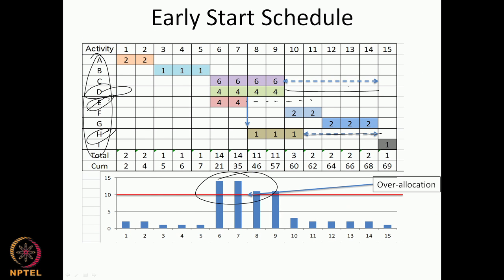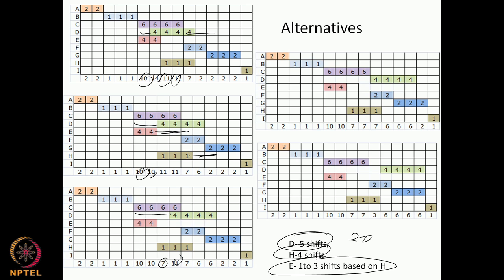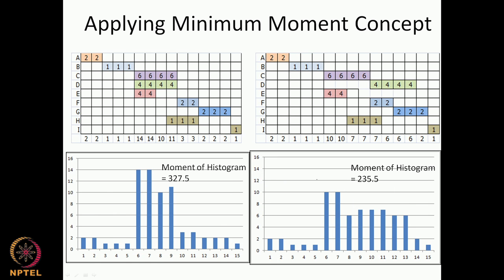if I had a profile like this, and I am going to start leveling it, obviously I cannot get a perfectly rectangular profile, but given my total sum of resources, once I level it in a way where my floats are used appropriately, the best leveled profile will have the minimum moment for the whole histogram. So that is the basis of the minimum moment algorithm, or the minimum moment metric, which we are going to use.